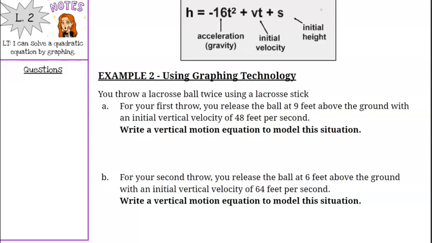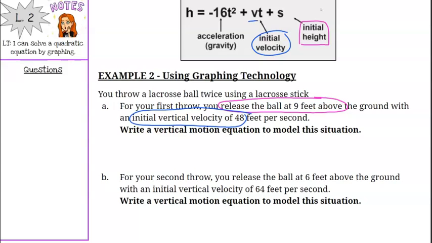You throw a lacrosse ball twice using a lacrosse stick. For your first throw, you release the ball at 9 feet above the ground. So that's telling us right here that that's your initial height. How high was the ball when it was released? 9 feet above the ground, and then an initial vertical velocity of 48 feet per second. So that initial vertical velocity of 48 is that v variable right there.